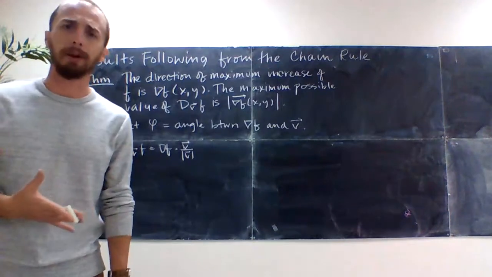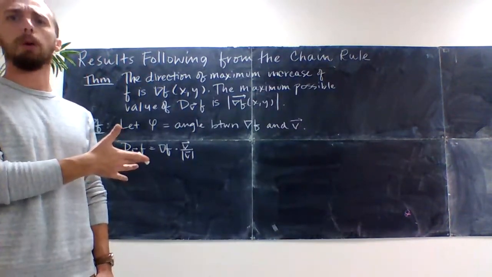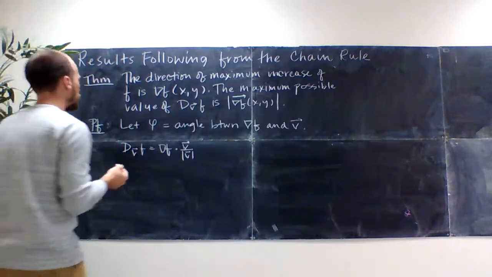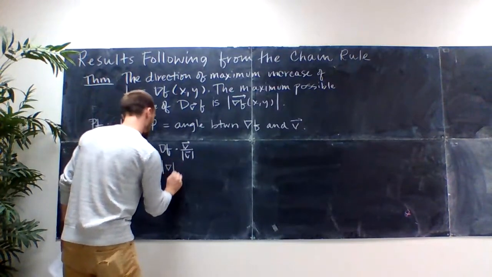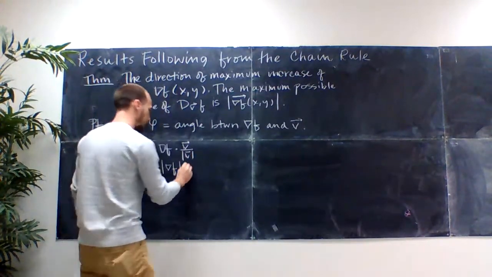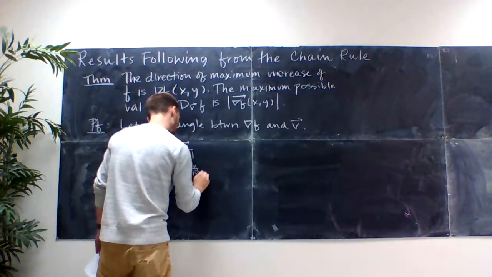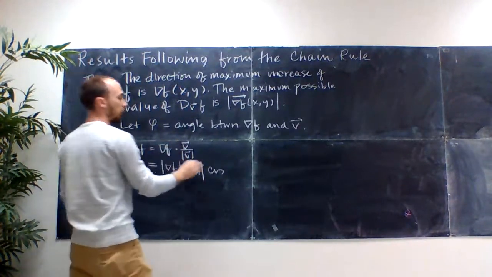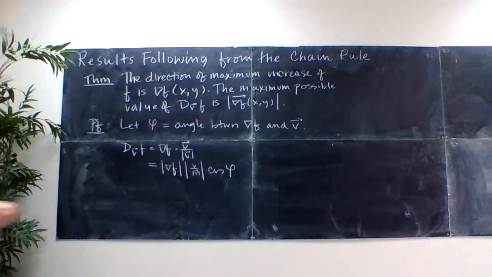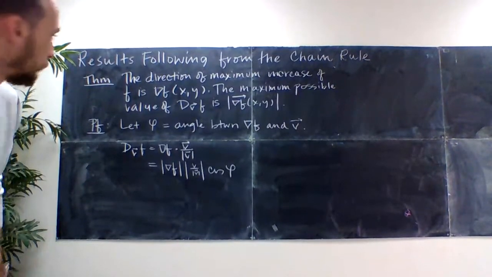If you are not in my linear algebra class, this is a fact that is true and that I probably proved in linear algebra using the law of cosines. So this is equal to the length of the gradient times the length of v divided by the length of v, times the cosine of the angle between them. The angle between them is that phi that I defined earlier. Now, v divided by the length of v is necessarily a unit vector.